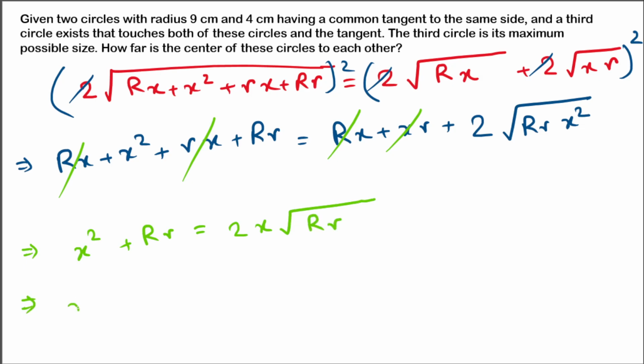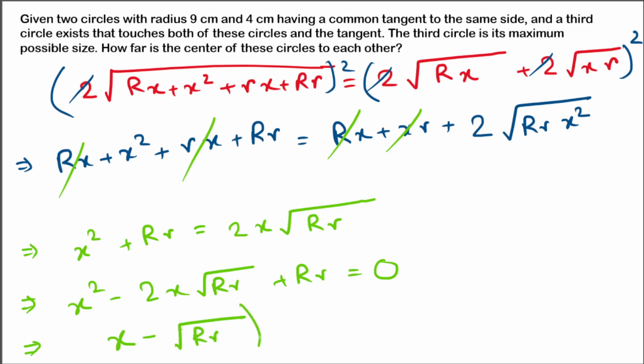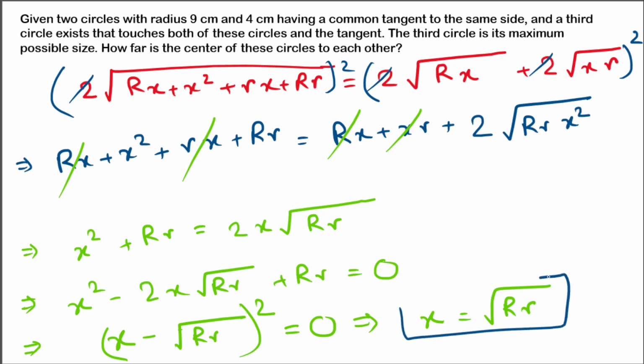So what we have here is, we can take this 2x square root of r to this side, and we will have this equation like this. Now you see, this is straightforward. X minus under root r whole square equals 0. That means x equals under root of r. So we have reached this stage finally. We have found the formula for the radius of the common circle.